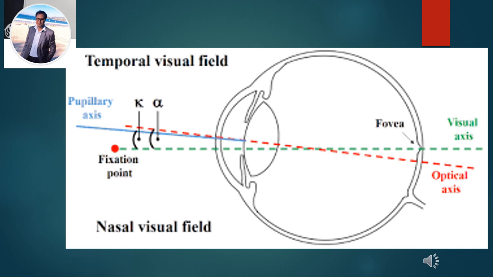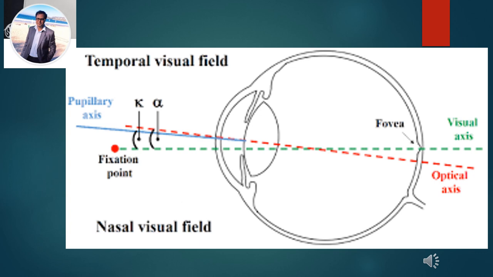So the light that actually goes through the pupil and reaches the fovea, that is basically what we can call as the visual axis. Now, if there is a large difference in angle kappa, that is the two lines, the one that goes through the center of the pupillary axis, and the line that is going and hitting the fovea, that is the visual axis. If there's a large angular difference between these two lines, then we call it an angle kappa.